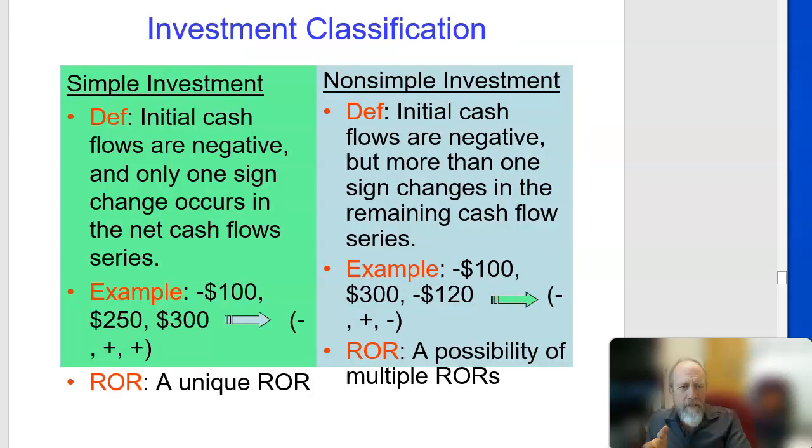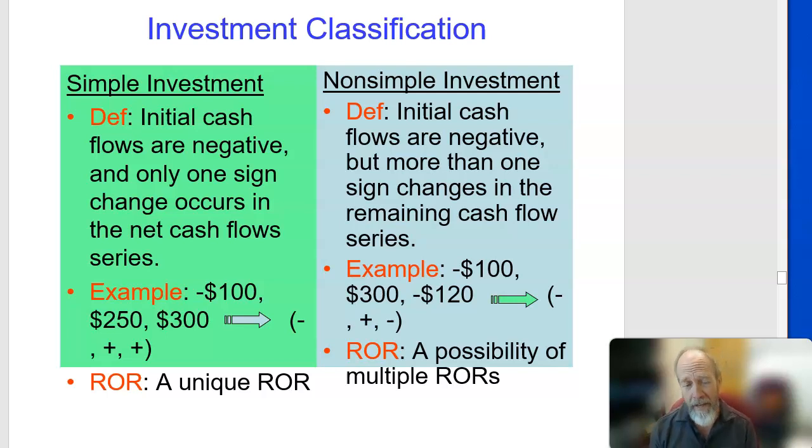So if we look at this one, now here's the situation. The concept of a simple or non-simple investment. A simple investment is where there's only one change in the direction of the cash flow. In other words, the cash flow is negative, negative, negative, positive, positive, positive. There's one directional change in the cash flow. It could be positive, positive, positive, negative, negative, negative. It doesn't matter. That'd still be a simple investment.